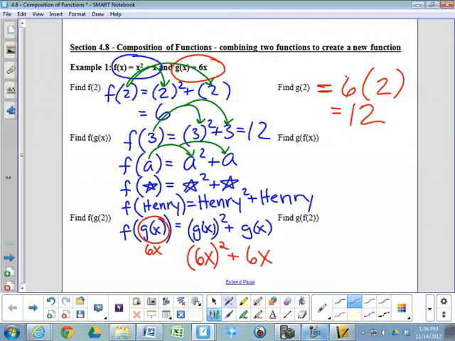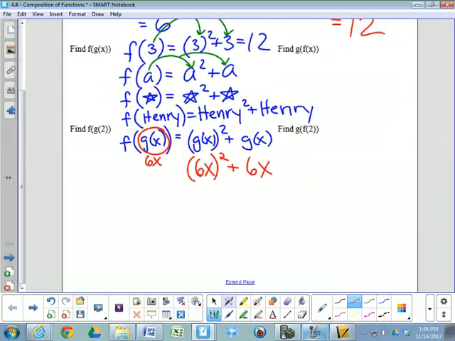Okay. There's one more step. You can square 6x. When you have two things multiplied that are squared, you can square each of them. What's 6 squared? 36. What's x squared? X squared, 6x. This is the final answer. F of g of x is 36x squared plus 6x.